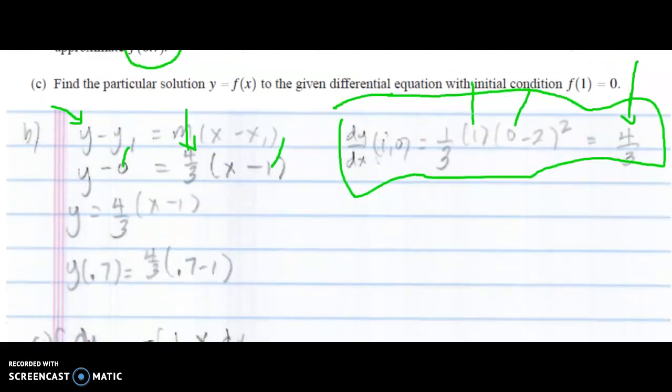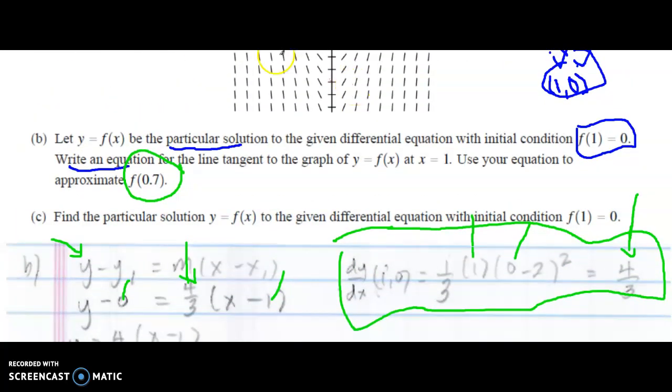Then they want me to use the equation of that tangent line to approximate the y value at 0.7. So for y of 0.7, all I'm going to do is substitute 0.7 in place of x in my tangent line, and I am not going to simplify. This will get full credit. I do not have to subtract. I do not have to multiply by 4/3. If I can convince you of anything, I want to convince you of leaving your answer unsimplified.